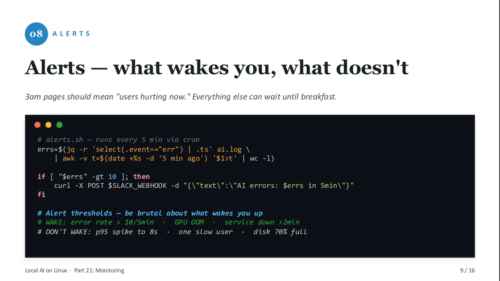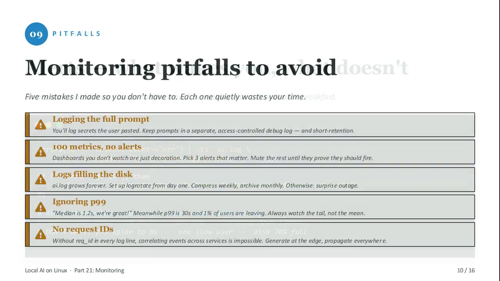Be brutal about the wake list. Error rate, GPU, service down. Those are users hurting now. A P95 spike, one slow user, a disk at 70%. Those wait until breakfast. That's the 3 a.m. test in 2 lines. Speaking of discipline, let me save you some pain with 5 traps I've actually fallen into.